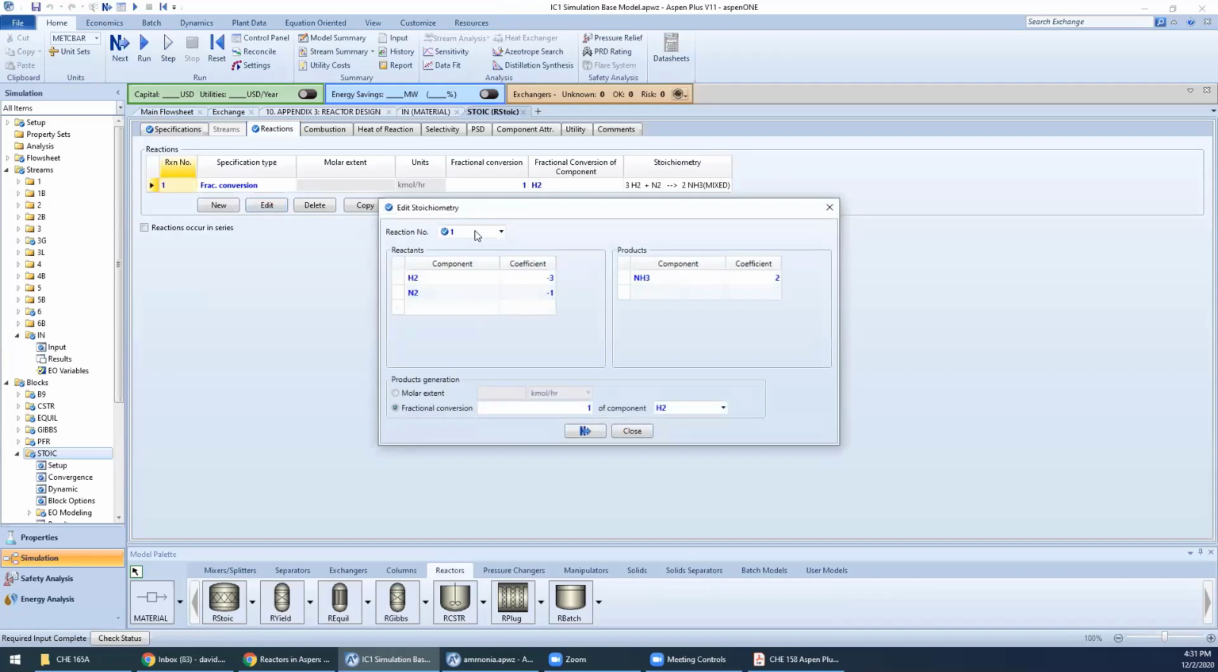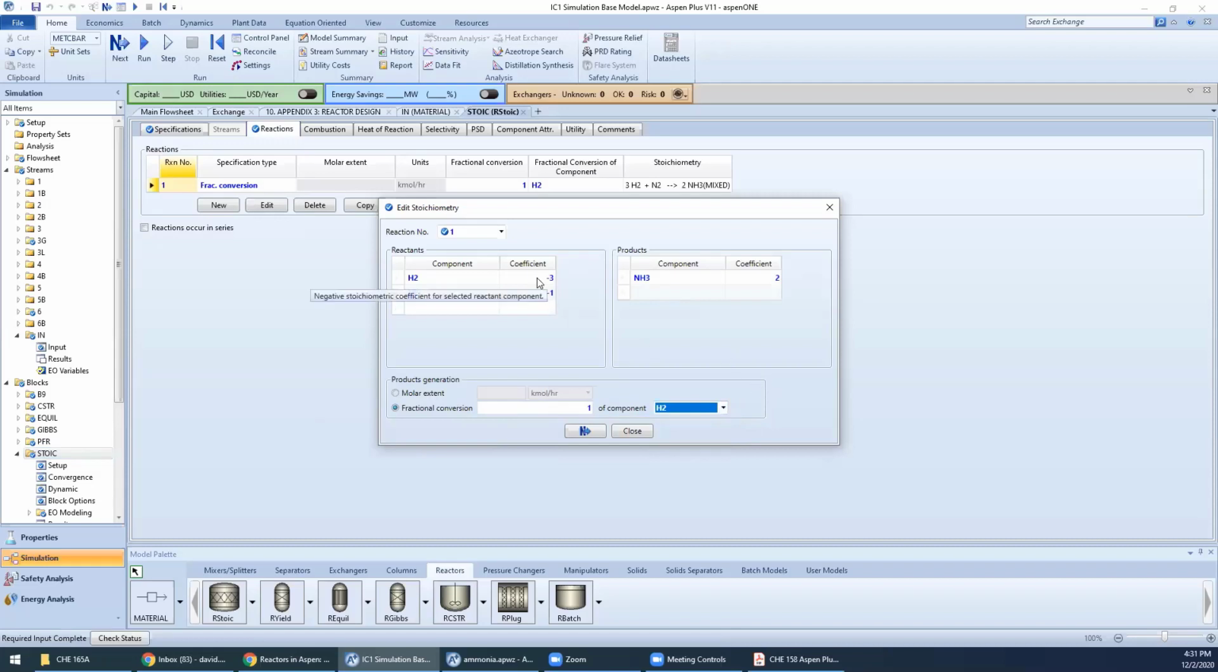So when you click on new, you have to specify your components coming in and your components coming out. Now I say that you can have a molar extent, or you can have a fractional conversion. By specifying a fractional conversion of 1, I'm just saying I want to convert all the hydrogen or all the nitrogen. So you can specify which one of those you want, whatever basis it is.